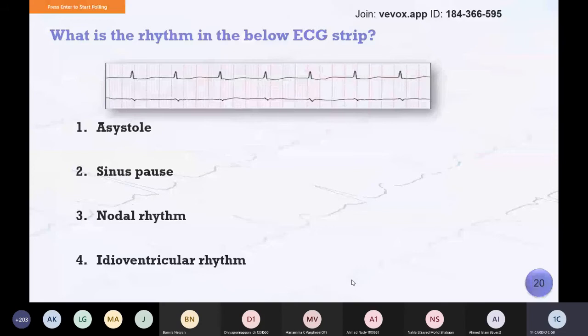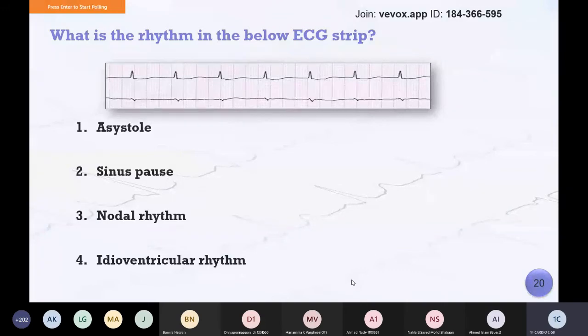So please look at the presentation now, and we will see the strip, and try to tell me, first of all, whether we have a P wave or not. I will just try to help you here. I'm not going to be so evil. So first of all, we don't have a P wave. So what is the cause of the absent P wave here? Is it asystole? Is it a sinus pause? Is it a nodal rhythm? Is it an idioventricular rhythm?